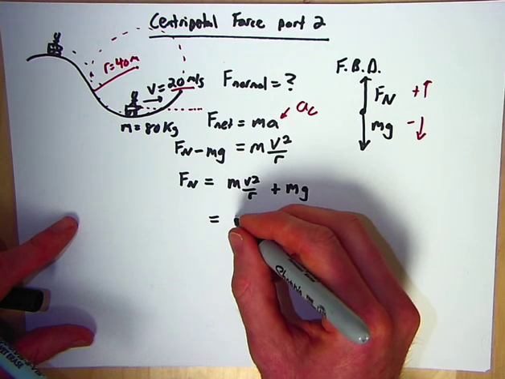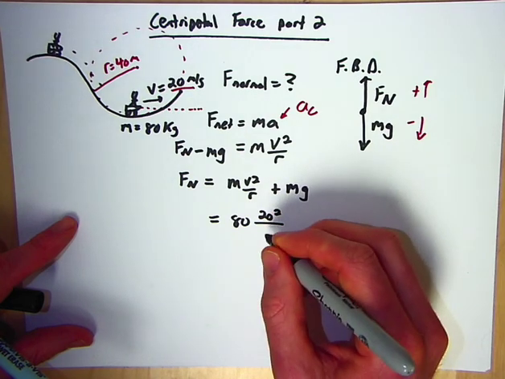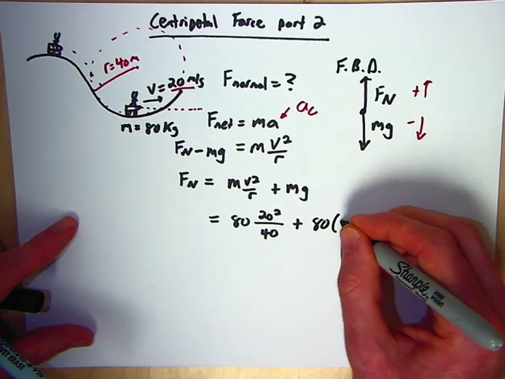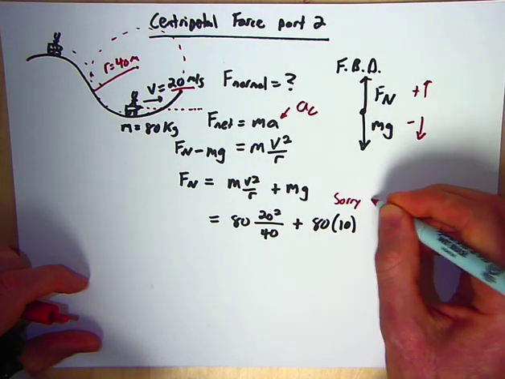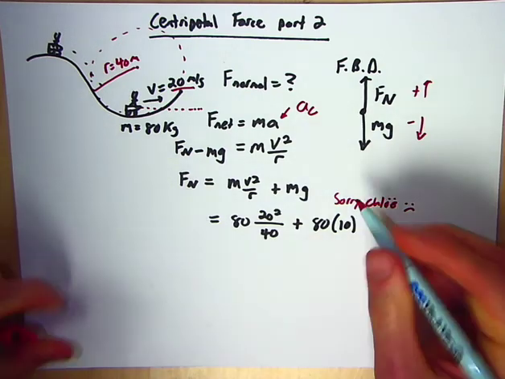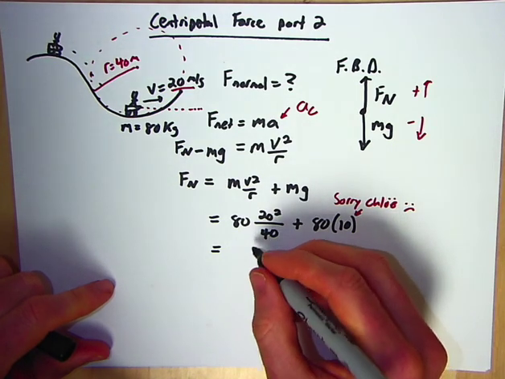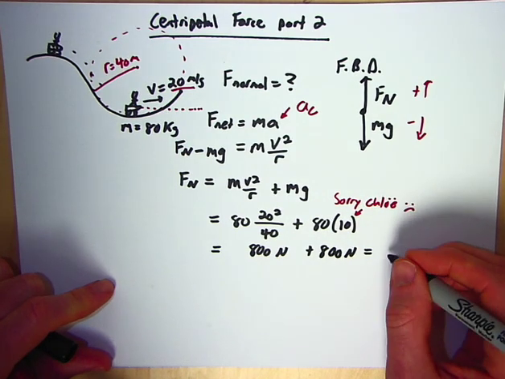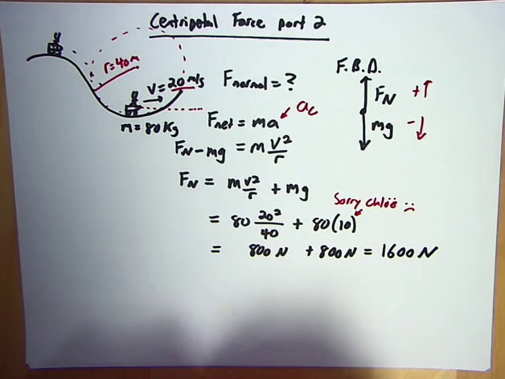Then we can just start plugging in some numbers. I'm going to drop the units for now because it gets a little bit messy. 80, that's the mass, 20 is the velocity, squared, divided by 40, plus 80 is the mass. I'm just going to go ahead and use 10 for gravity. I know that some of you don't really like it when I do that, but it just makes the math easier to do. So if we figure this part out, then this actually turns out to be 800 newtons, and this turns out to be 800 newtons. So the normal force is going to be 1600 newtons.